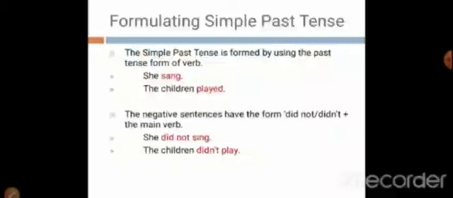The negative sentences have the form did not. If it is a negative sentence, we will add did not or didn't plus the main verb. She did not sing. The children didn't play. Now, did is, we all know, the past tense of do. So, the main verb sing is sing only. We are not changing it to sang or sung. Similarly, play, not played, because we have already used did and it is a negative one. So she did not sing, the children didn't play.